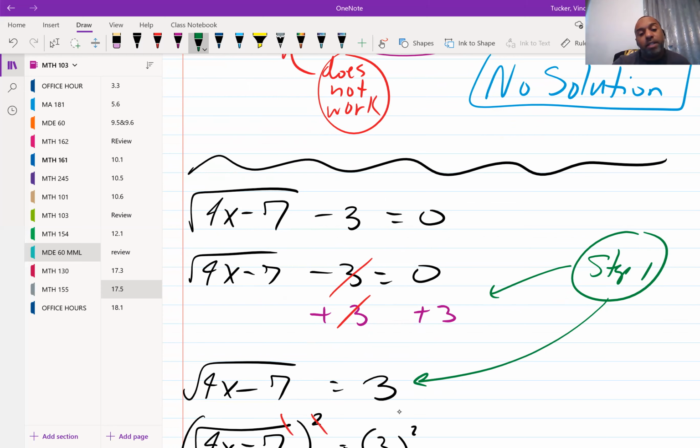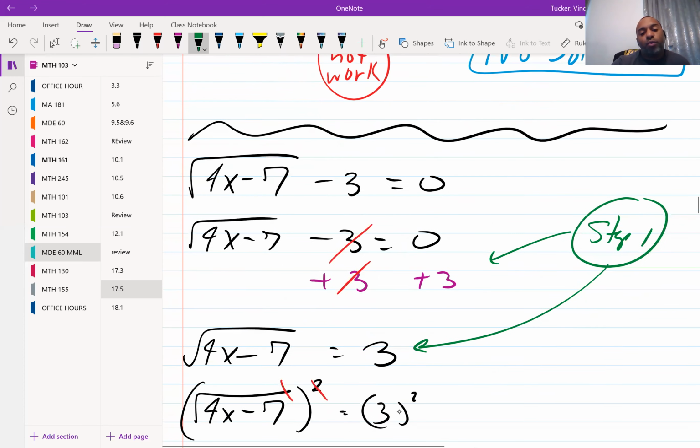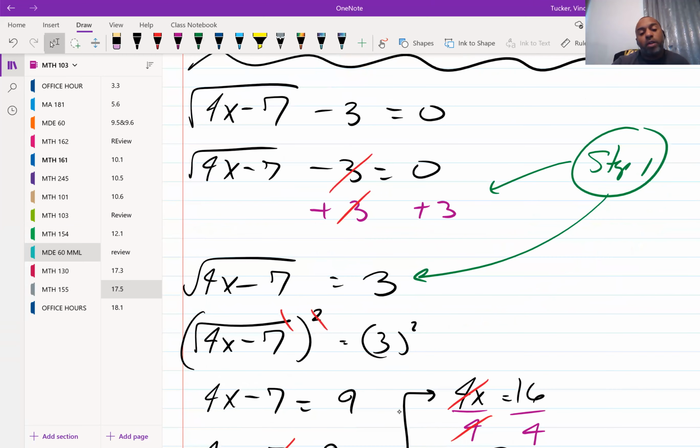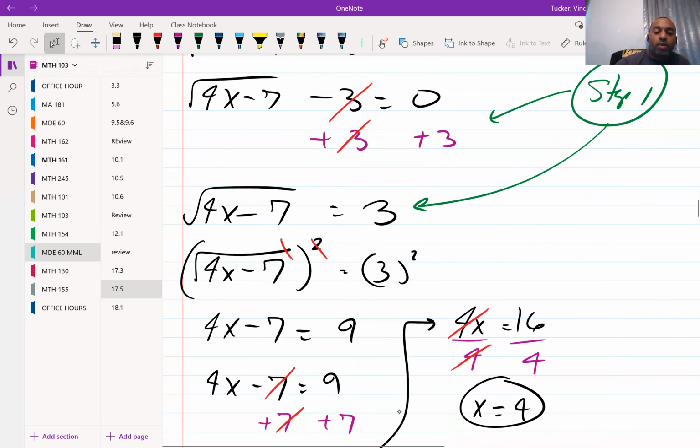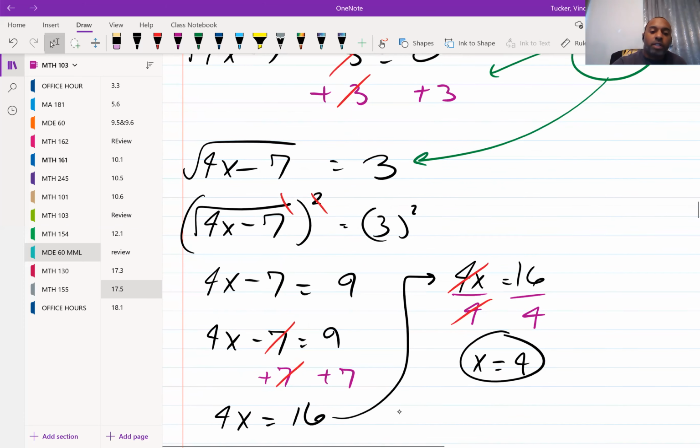All right, so now we have the square root of 4x minus 7 equal to 3. Square both sides. The square and square root cancel, leaving you with just 4x minus 7. And then 3 squared is 9. Now we can go ahead and solve. Add 7 to both sides: 4x equals 16. Then divide by 4 to cancel out the 4 in front of x. X is equal to 4.